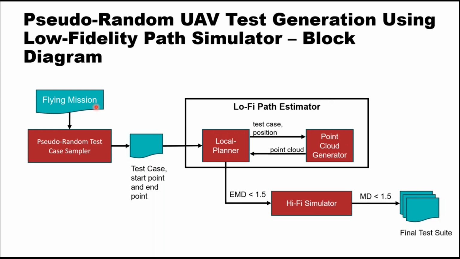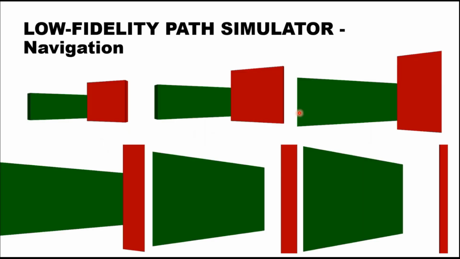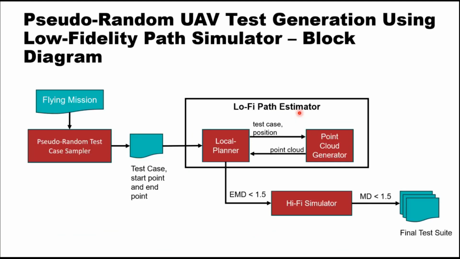Okay, so altogether, we start from a flying mission. Our software samples test cases from the predefined domains in order to make sure they are feasible and valid, and also critical, in terms of being chosen from our configuration to make sure that we have an S shape. This test case then gets submitted to our low-fidelity path simulator, which uses the same exact planner as the high-fidelity simulator. The only difference is we are using the open 3D algorithm in order to generate these depth images to guide the planner.